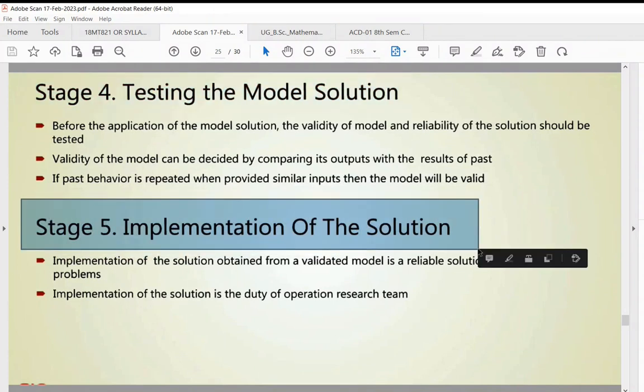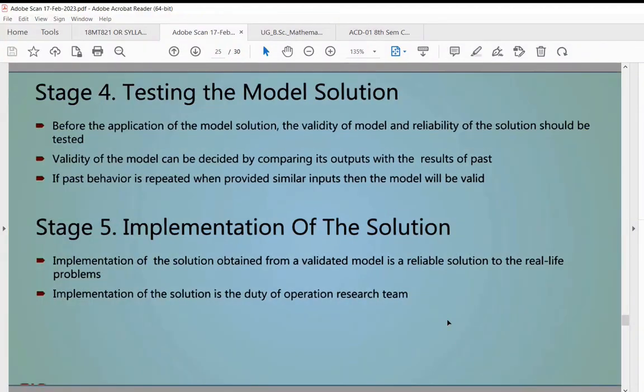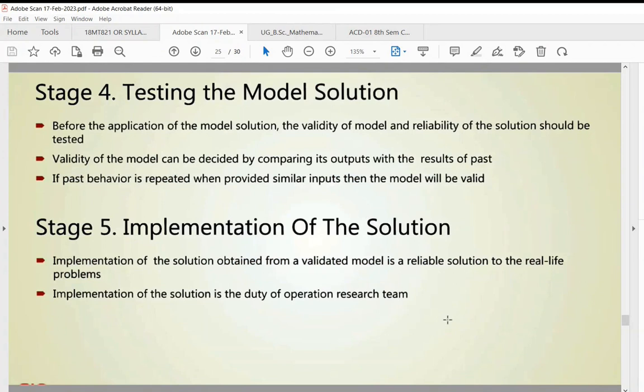Then stage 5 is implementation of the solution. Once the solution we define is appropriate and reliable, then I am going to implement it for a particular application. If not, again we need to do improvement. We can come from stage 1, stage 2, stage 3, stage 4, then we can adopt stage 5. This is the repetitive method which is used in almost all types of research, and used for operational application.